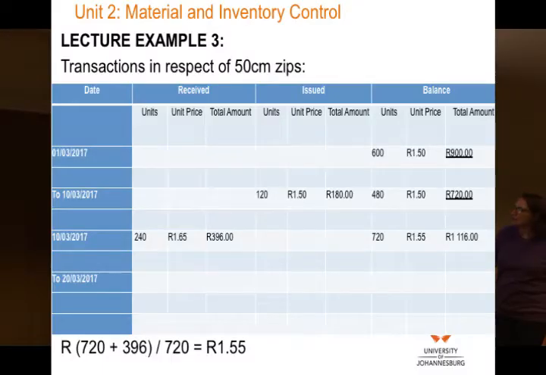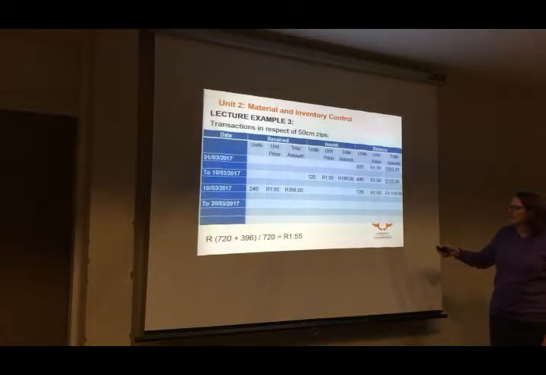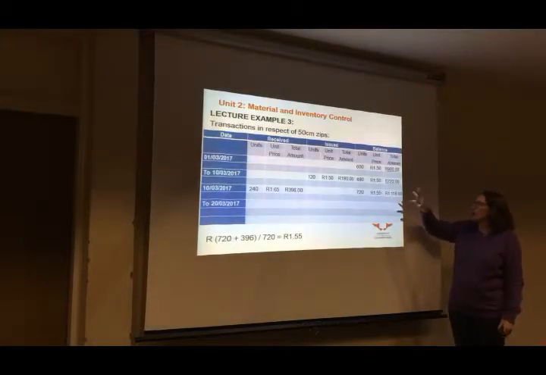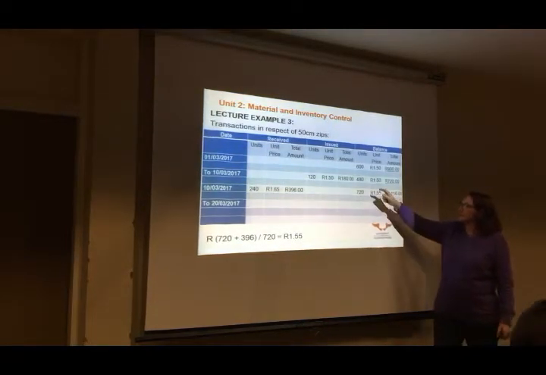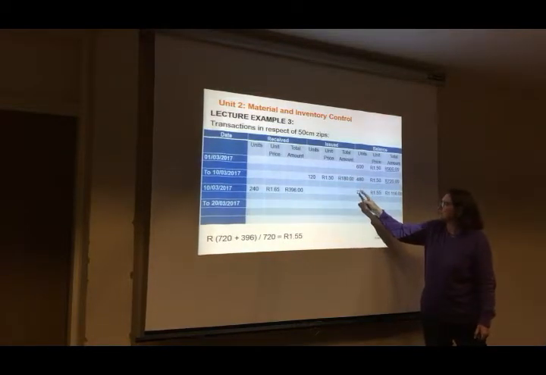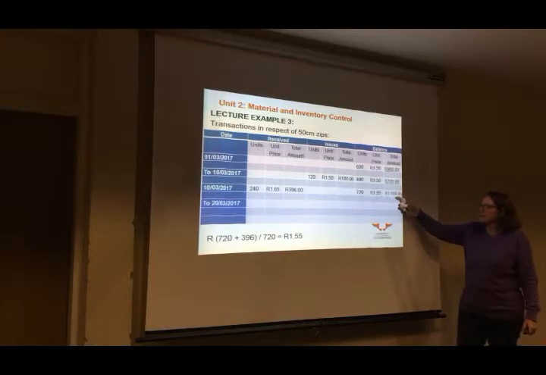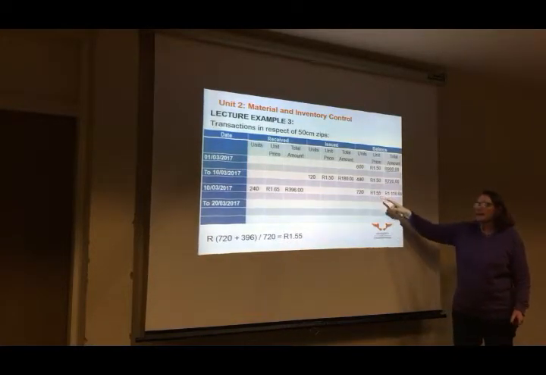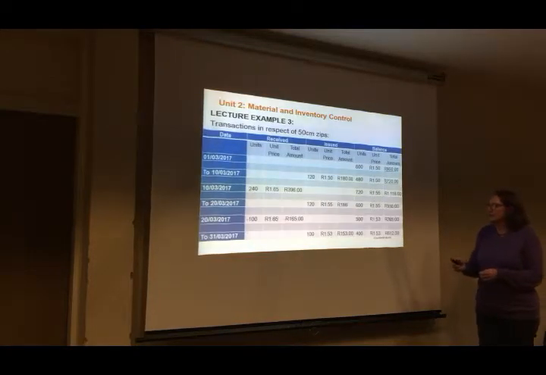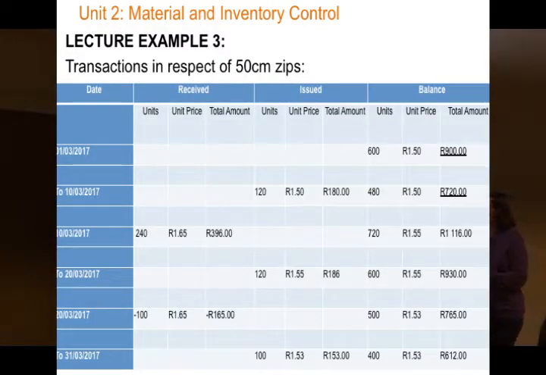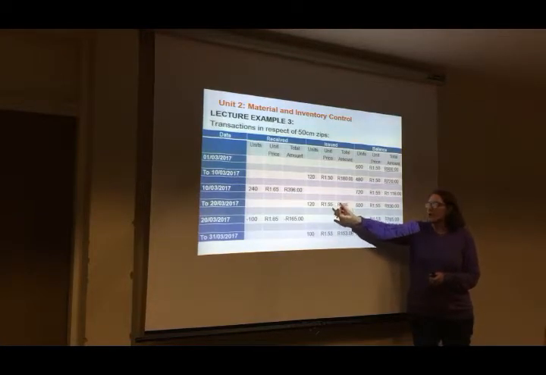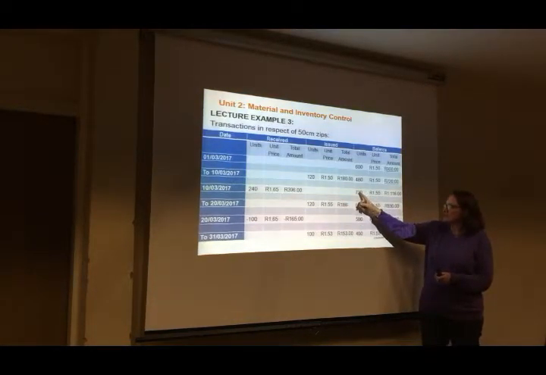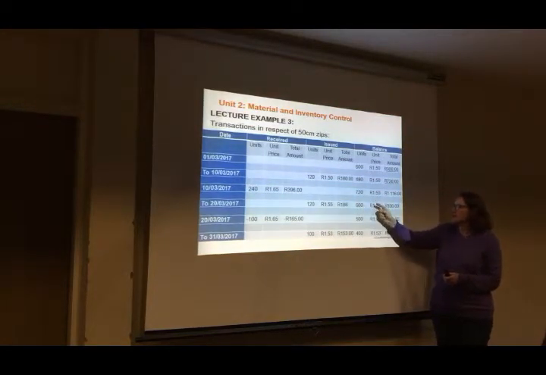Then when we buy the next 240 at 1.65, we have to recalculate the weighted average. We take the total cost, 720 plus 396, 1,116, divided by the total number of units, 480 plus 240, 720. 1,116 divided by 720 units is 1.55. The next 120 that are issued are issued at that price, 1.55. When you issue, it doesn't change the price, it changes the number. So now we don't have 720 units left, we've got 600 units left at 1.55.